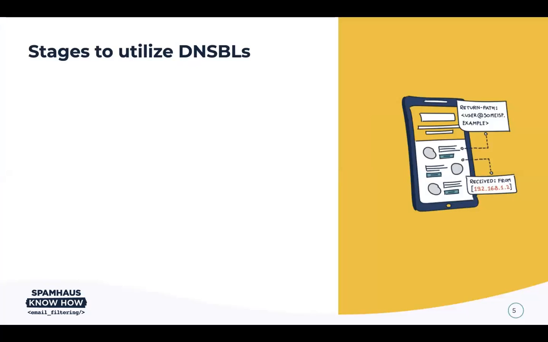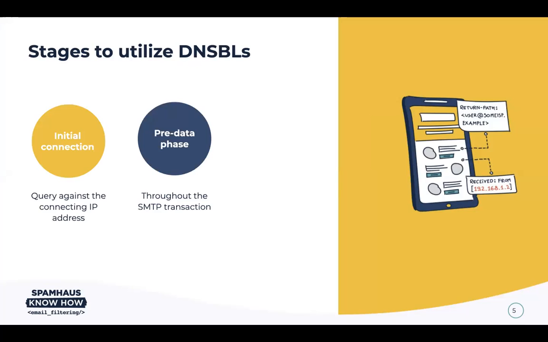So, the stages to utilize DNSBLs. The earliest stage where one could use this data to get mail out of the way that you do not want is the initial connection. The moment the connection gets made, you know the IP address that's making the connection, and this provides you with an IP address you can look up against our data and make a decision based on that. Second stage is the pre-data phase.